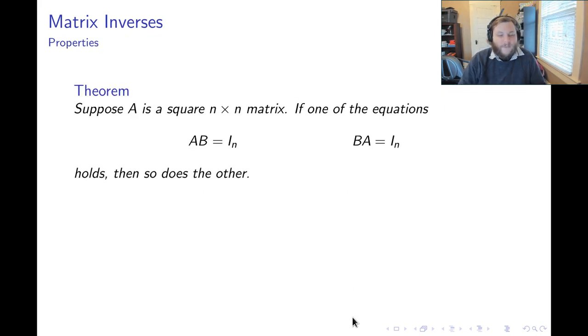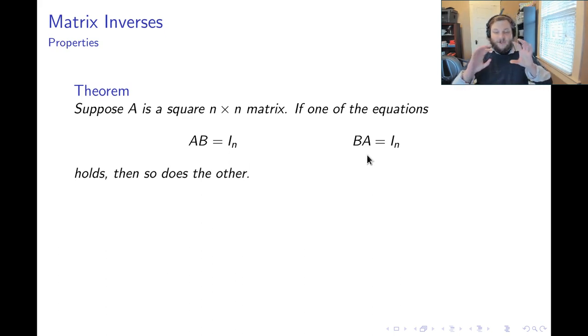So now I'd like to state some properties of inverses so that we can wrap our heads around them a little better. Let's say that A is a square n by n matrix. What this theorem says is that if you multiply A on either side by another matrix B, and the result is the identity matrix, you automatically know that multiplying on the other side gives you the identity matrix. This is a great theorem because it cuts our work in half if we want to check whether or not a matrix is the inverse of another matrix.